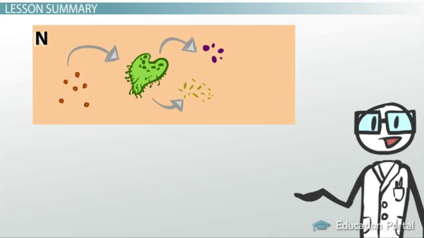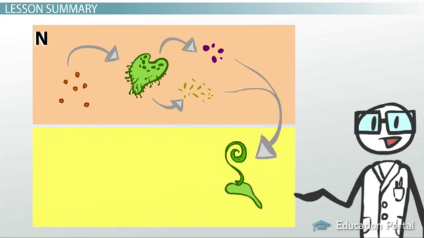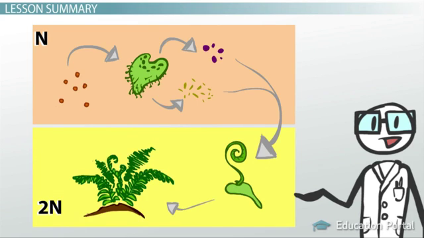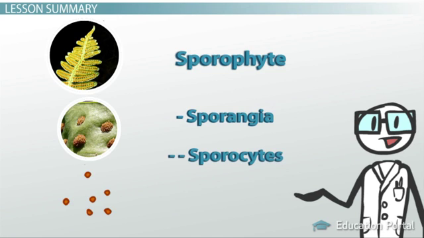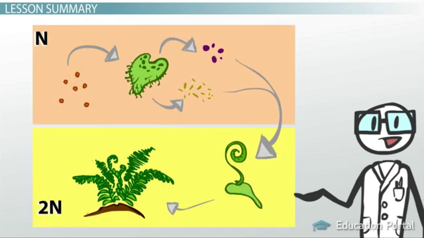Once the egg is fertilized by the sperm, the fern moves into the diploid stage of the life cycle. This new diploid cell develops into a mature sporophyte, which is the structure you think of when you think of ferns. The sporophyte has unique structures called sporangia located on the underside of some leaves. These structures contain sporocytes, which produce spores. These spores start the haploid stage all over again.